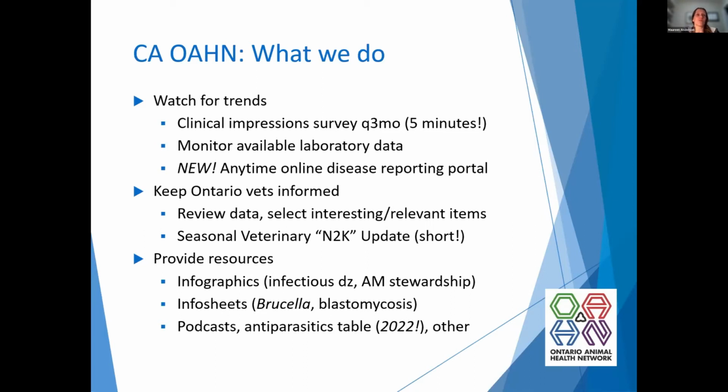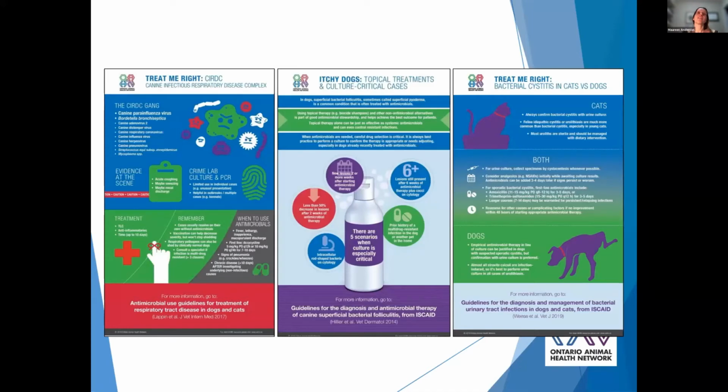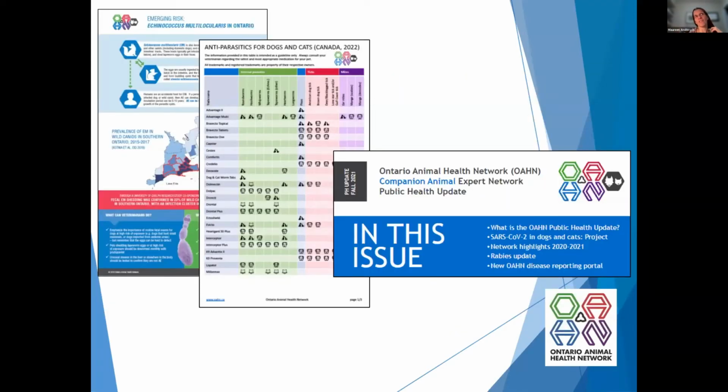And then we also do a lot of resources. We work on infographics and info sheets. We do podcasts. We just updated our Canadian antiparasitics table for anybody who's interested. That's always a very popular resource. Updated for 2022, it basically lists all of the antiparasitics available in Canada and what they're labeled for. And just as a shameless plug, here are some of our resources. These are some of our infographics on antimicrobial stewardship, which I'll link back to the ISCAID antimicrobial use guidelines, which of course are really valuable resources. One of our infectious disease infographics on Echinococcus, and there's the antiparasitics table.